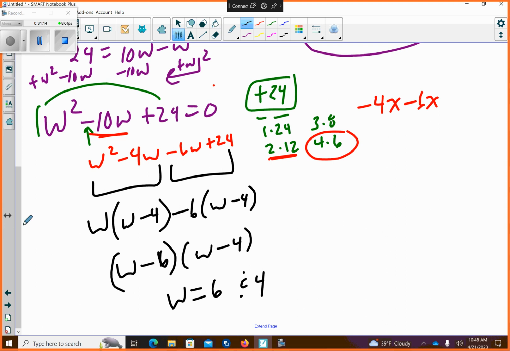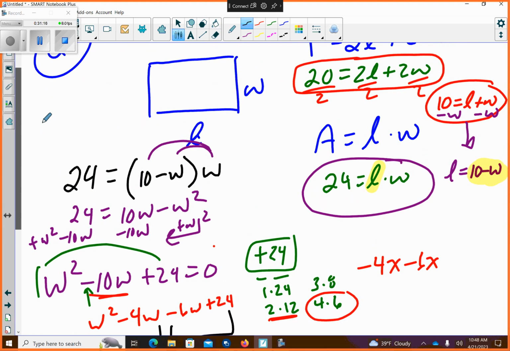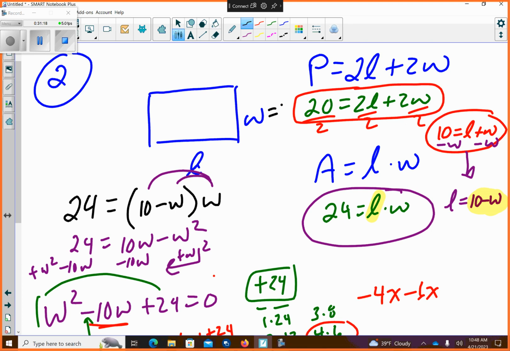Okay. In fact, the 4 and 6, this is 4, this is 6. Is 4 times 6 24? Yeah. Is 4 plus 4, which is 8, and 6 plus 6, which is 12, add up to 20? Yeah. There's my answers.